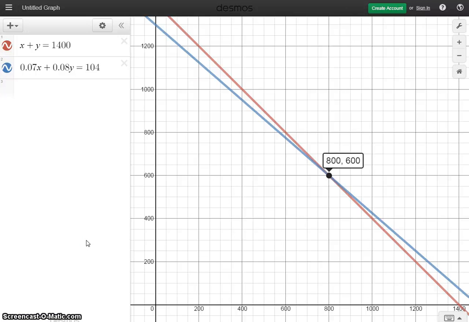You can quickly take a look in Desmos here. The intersection point is at 800, 600, so she invests $800 at 7% and $600 at 8%.